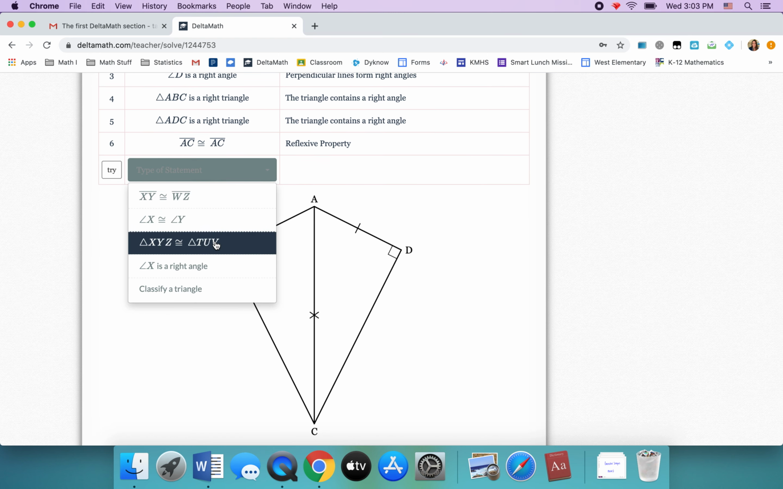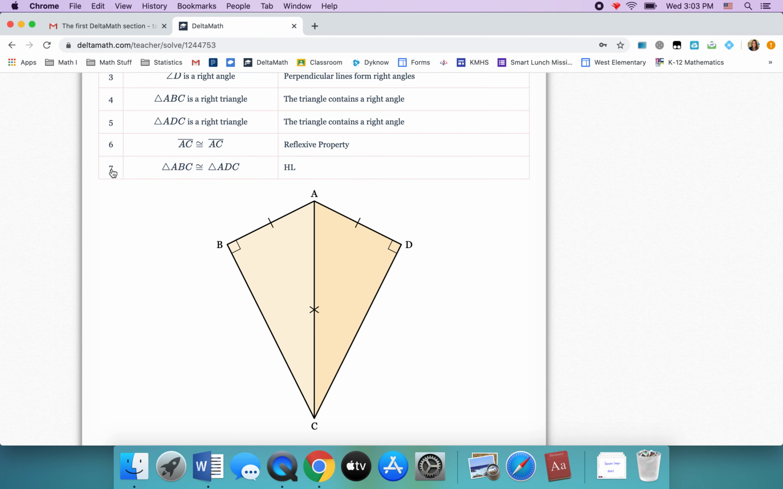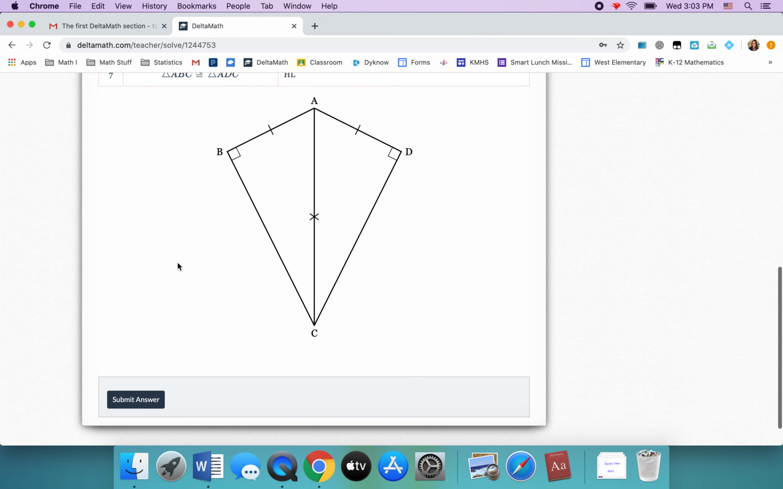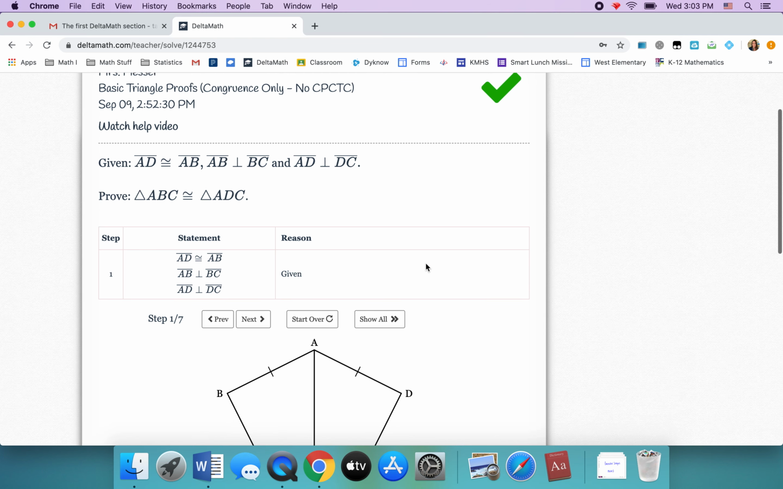So I'm going to drop down, select the congruent triangle option, and I'm going to say triangle ABC is congruent to triangle, order matters, so I have to make sure that I label these in the correct order, ADC, and the reason is hypotenuse leg. So when I click submit or try, it's going to show me that my triangles have been listed with the HL theorem there, and so I'm ready to submit my answer because it didn't give me any other options. Click yes and you get the green check mark.